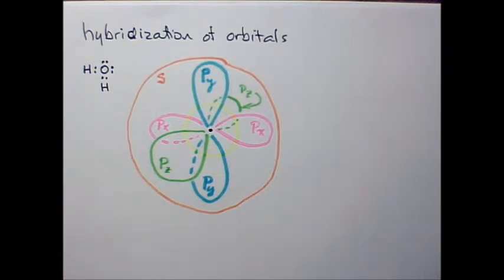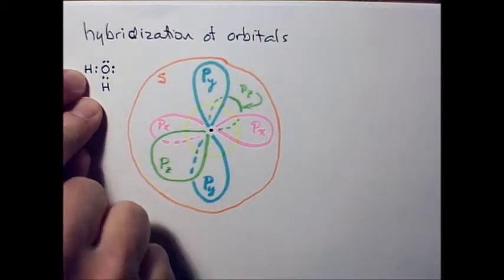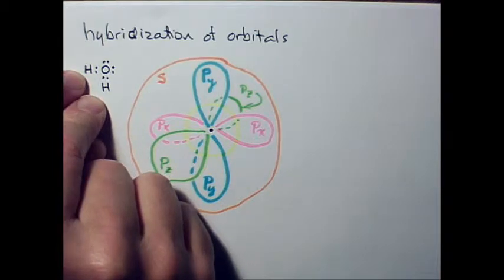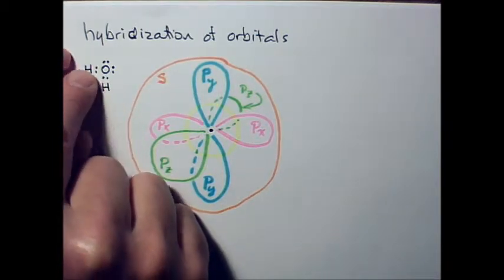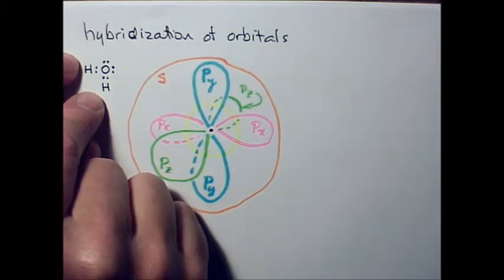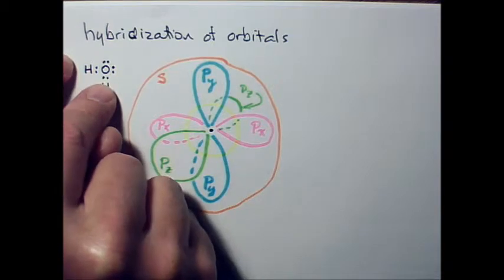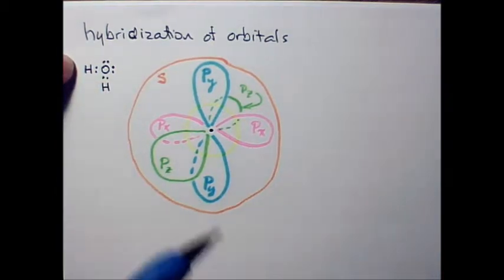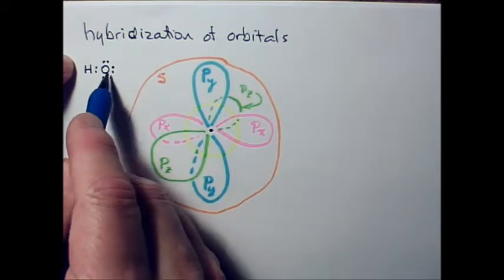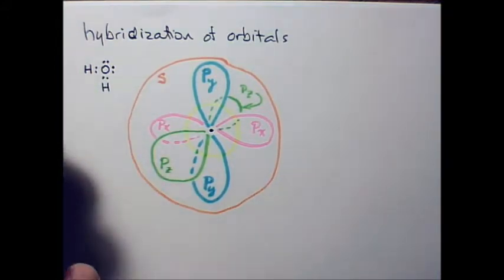Now, when water actually bonds, when the hydrogen and oxygen atoms actually bond, if we were to take this Lewis dot formula as the way things actually happen, you would think that all the bonds would be 90 degrees from each other. Meaning this angle is 90 degrees from this angle, which is 90 degrees from this angle and 90 degrees from this angle. In fact, that is not at all what happens.